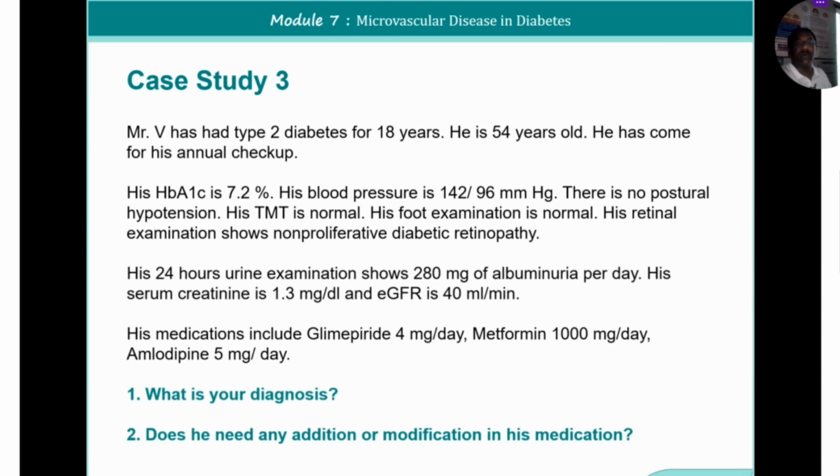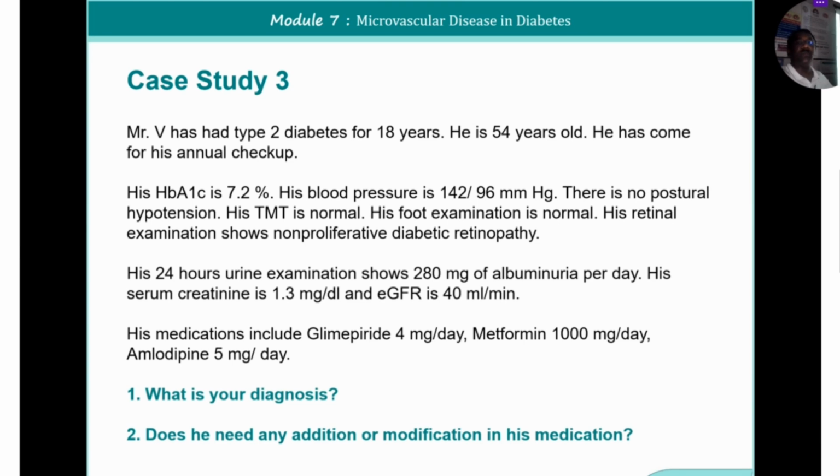So medications, do you want any modifications, any alterations here? Does he need any addition or modification in his medication? Here SGLT inhibitor is not there. So if there is any room, you can add SGLT inhibitor here for renoprotection. If you want to add the SGLT inhibitor, you have to sacrifice the glimepiride, or you can reduce the glimepiride from 4 mg to 2 mg and then add the SGLT inhibitor.